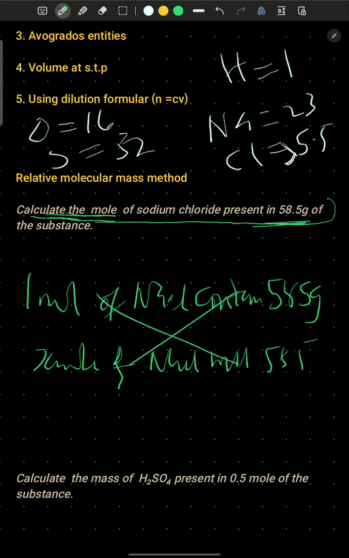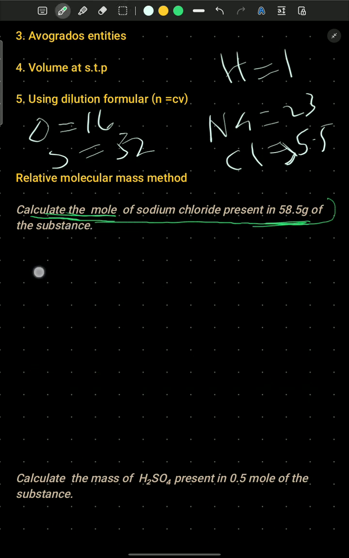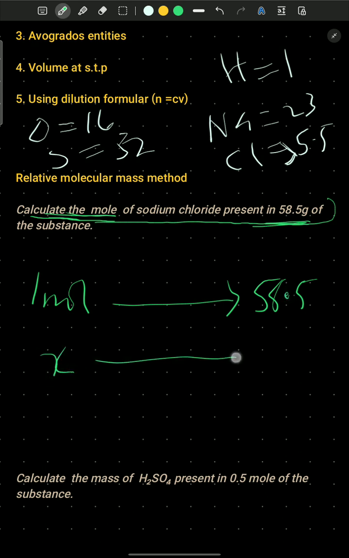you cross multiply. It's still the same thing, but believe me, sometimes you may not really know what to write, so it is always good for you to just practice using an equivalent of proportion. So you say 1 mole gives you 58.5, so nobody will penalize you for that. And you don't know the one, so you can see the trend of how I did it.